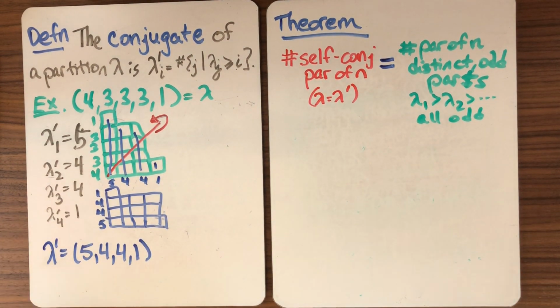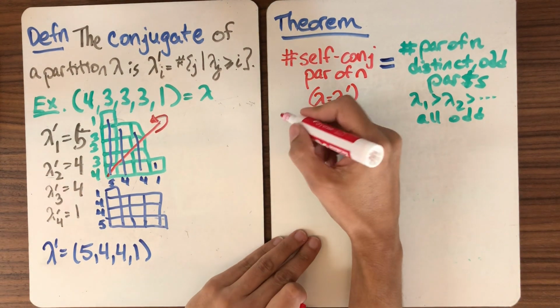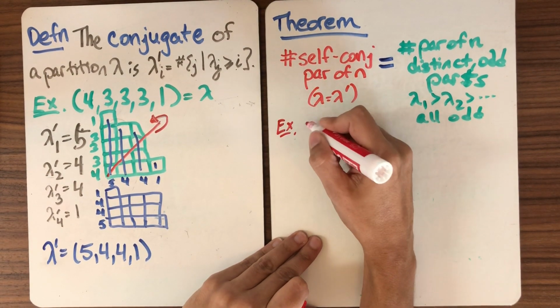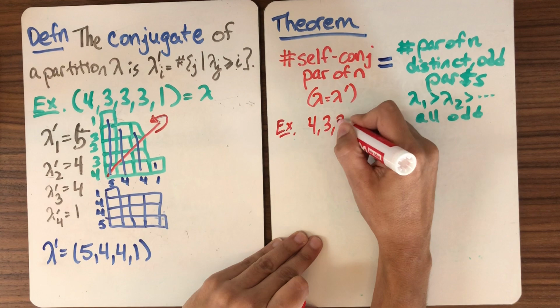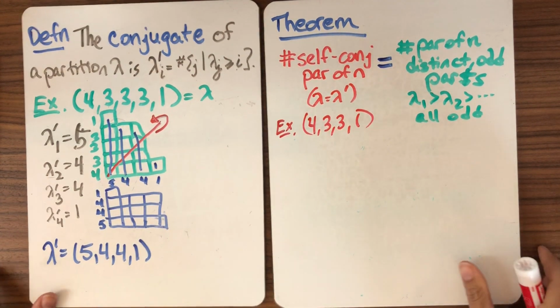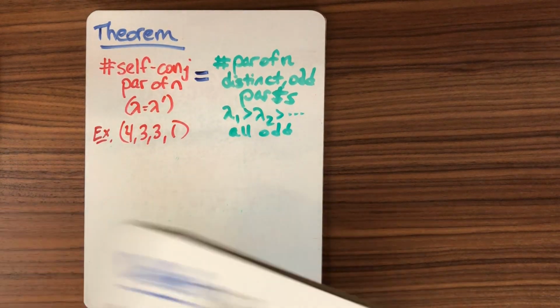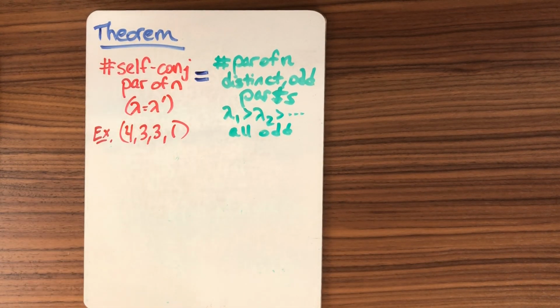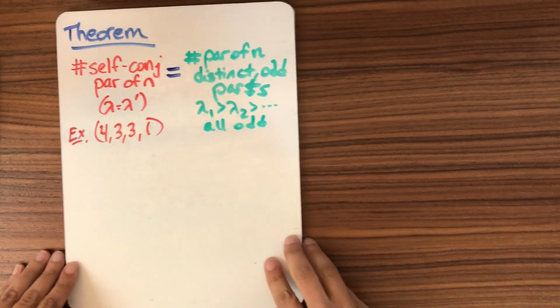So what's an example of a self-conjugate partition? An example would be 4, 3, 3, 1. How do I know that so easily? Let me actually work on that. How do I know that 4, 3, 3, 1 is self-conjugate? I want to think about it without having to do too much work.